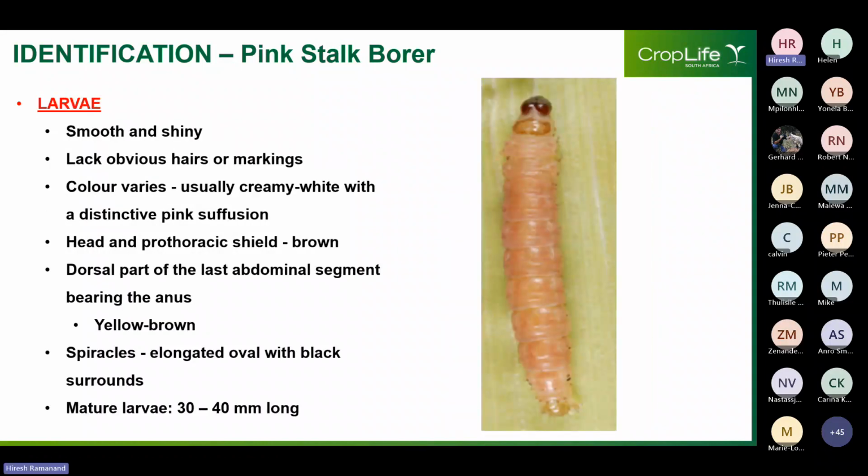Pink stalk borer larvae look smooth and shiny and lack obvious hairs or markings. Larval color varies, but is usually creamy white with a distinctive pink suffusion. The head and prothoracic shield, that's the head there, that's the prothoracic shield there, are brown. The dorsal part of the last abdominal segment, as we see here, bearing the anus, is yellow-brown. Spiracles are elongate oval with black surrounds. Mature larvae are about 30 to 40 millimeters long.